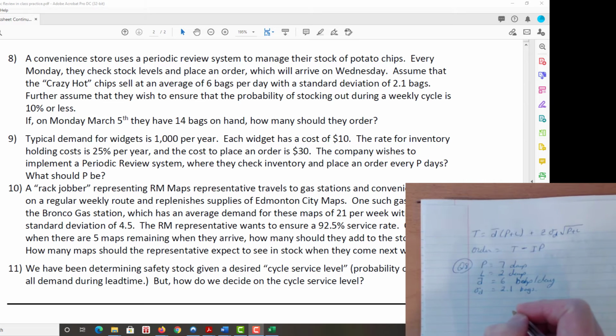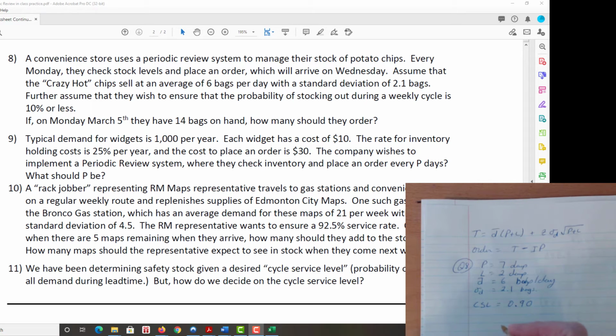Cool. Further assume they wish to ensure the probability of stocking out during a weekly cycle is 10% or less. So that means cycle service level, that's how often they meet demand, will be 0.9. Okay, so if we want to stock out 10% of the time, it means we have to meet customer demand 90% of the time.